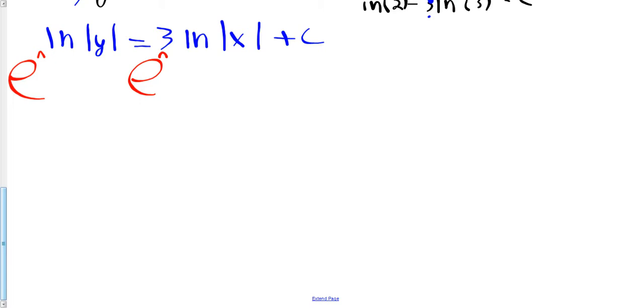So e to the ln of y is just the absolute value of y equals... this can be confusing, but you really don't want this 3 here. You really want this 3 here. So you kind of want that.